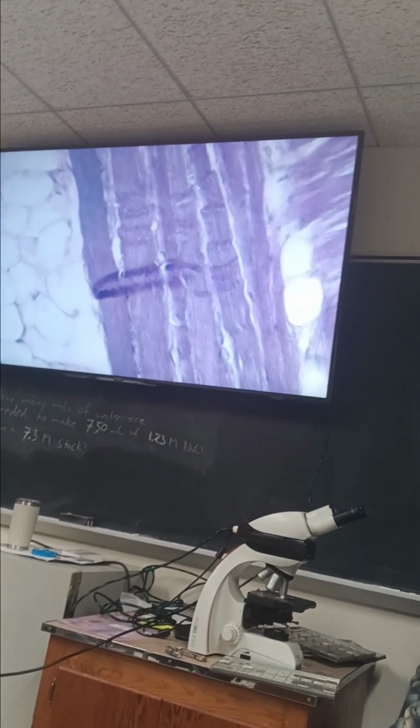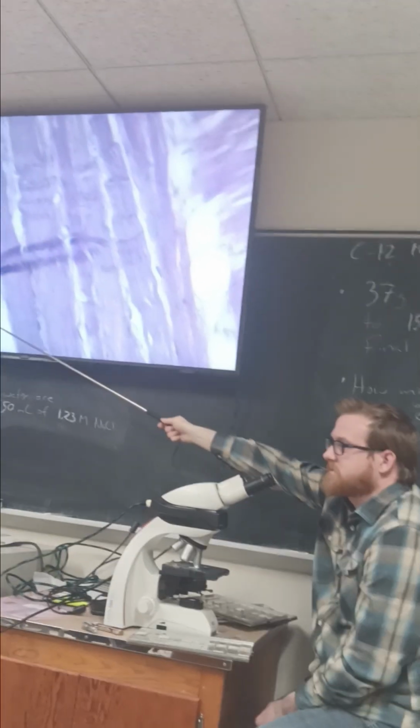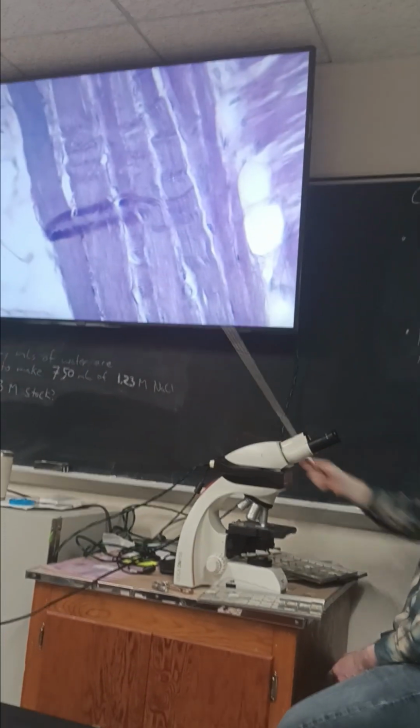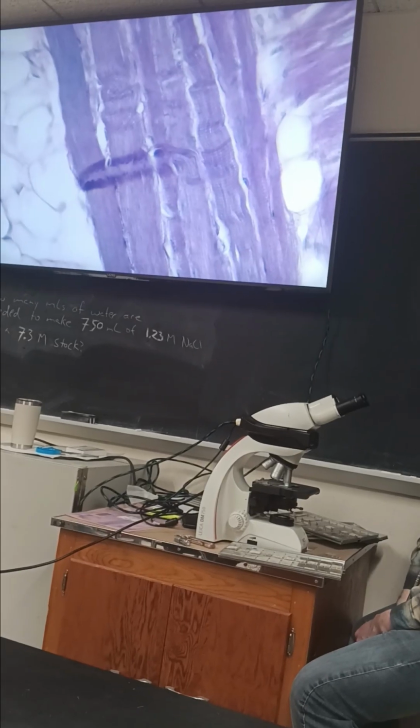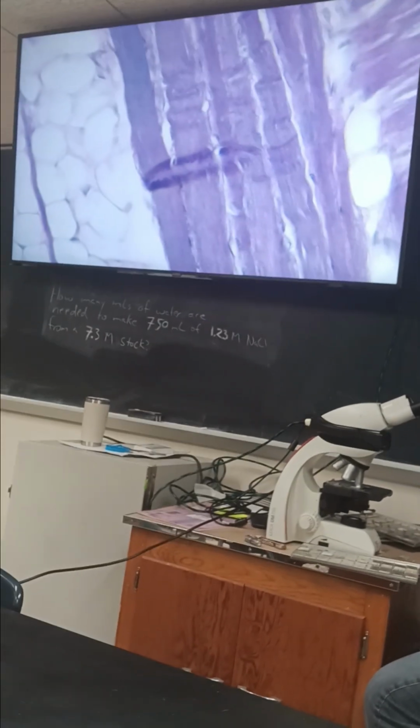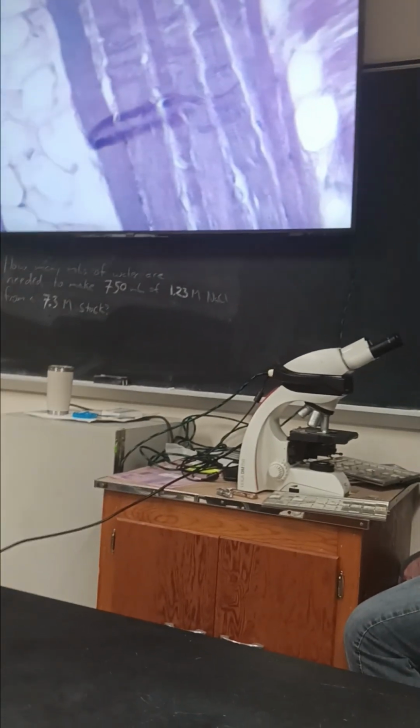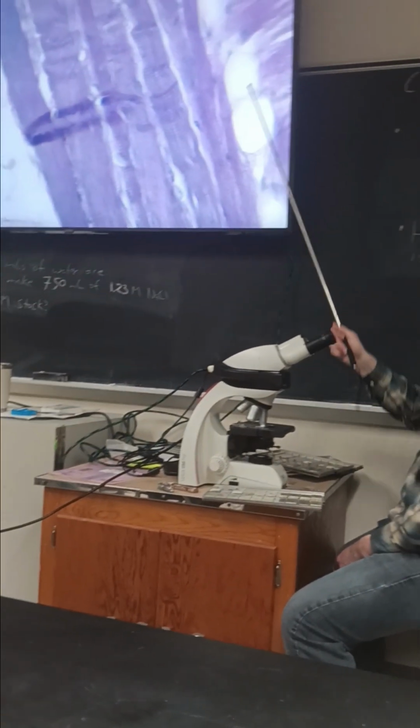What type of tissue is this, do you think? What type of tissue is that? Adipose. Adipose. What type of tissue is this? Cardiac. There's some other adipocytes.